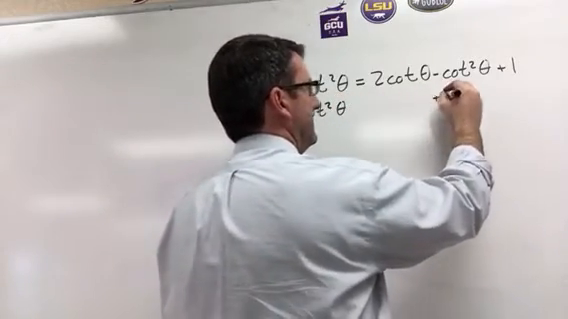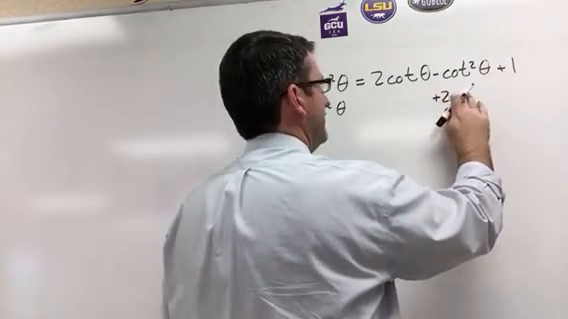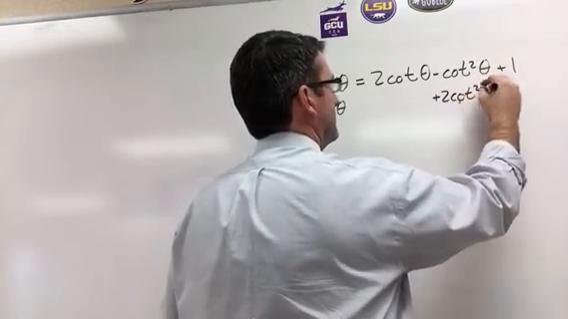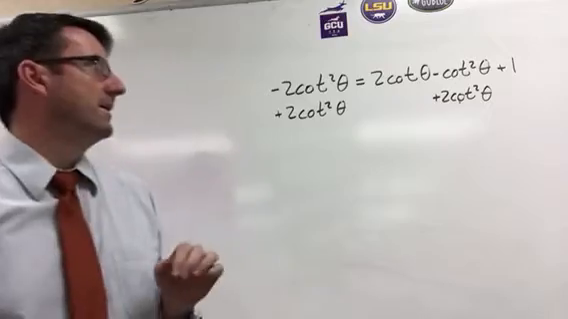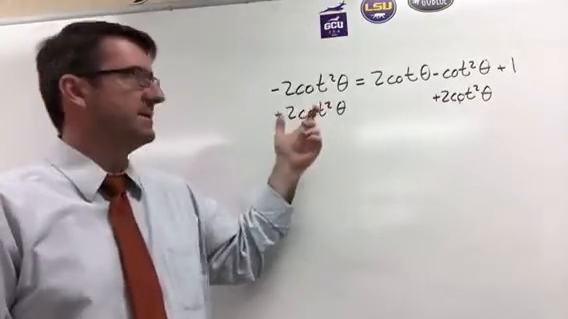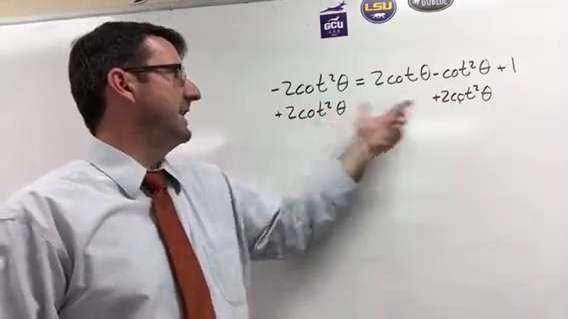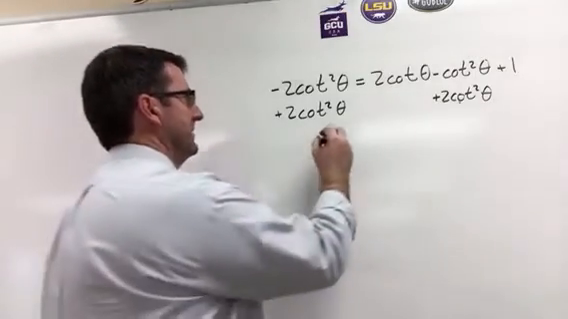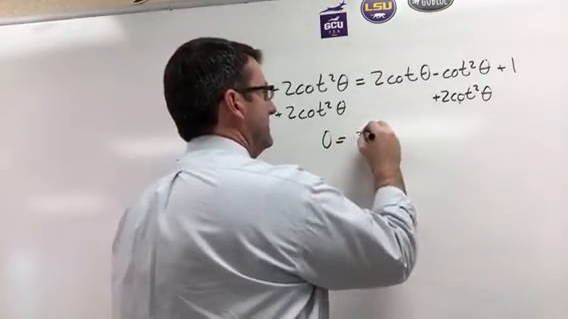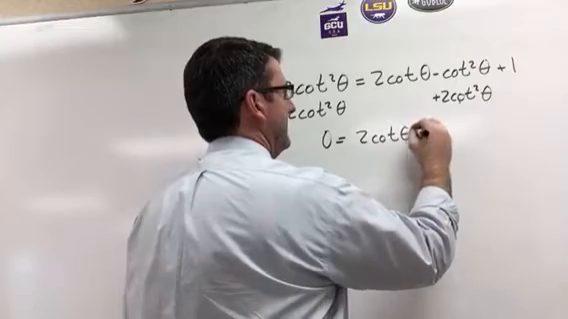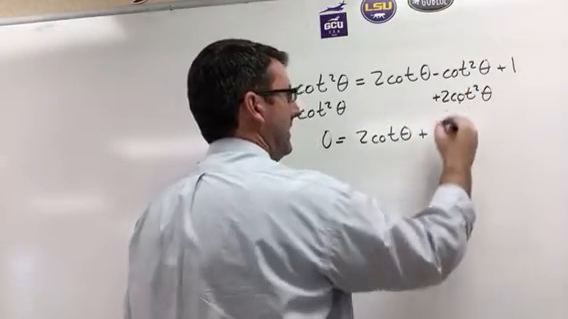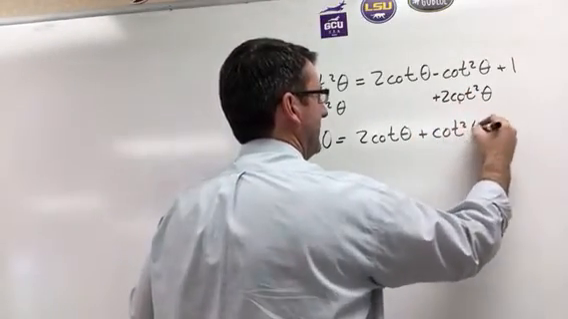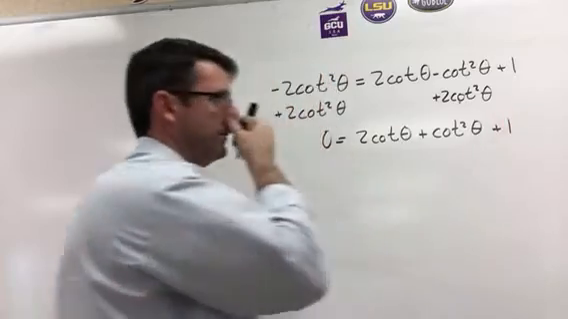Sorry, 2 cotangent squared theta. All right, so in order to get one side equal to 0, we're going to add 2 cotangent squared theta to both sides. So we get 0 equals 2 cotangent theta plus 1 cotangent squared theta plus 1.